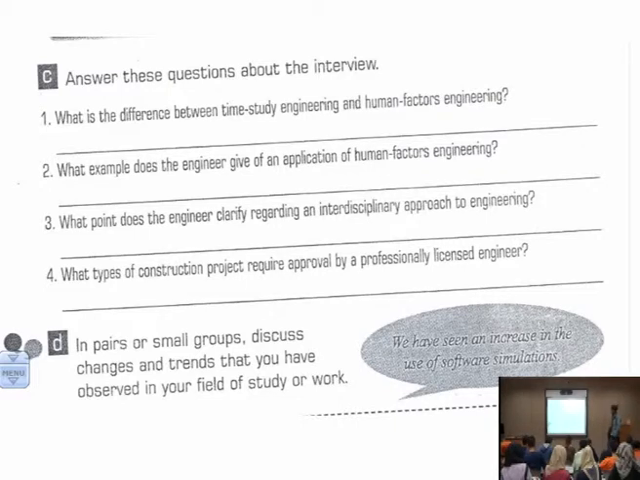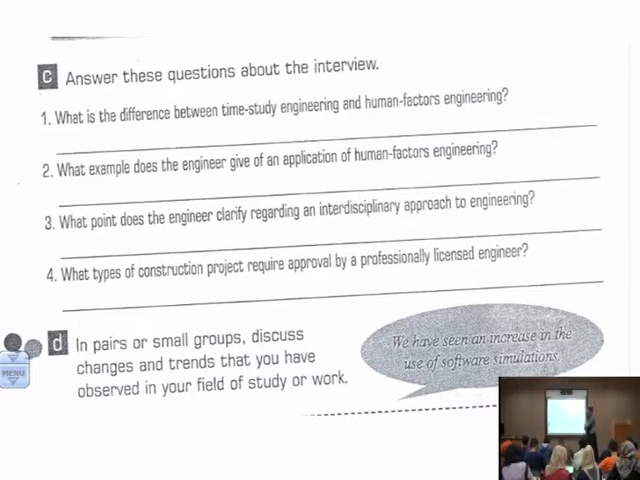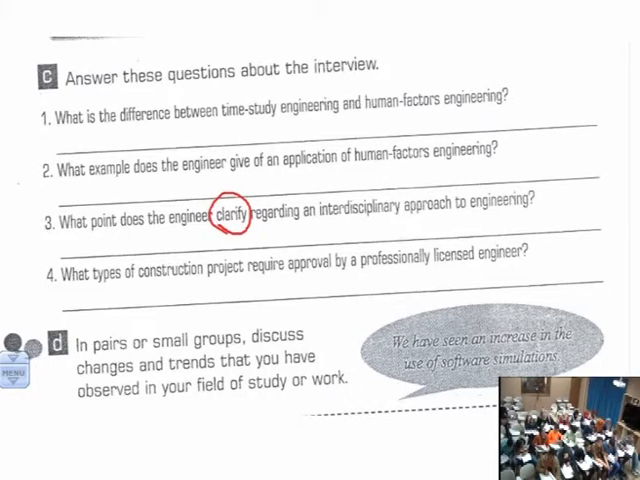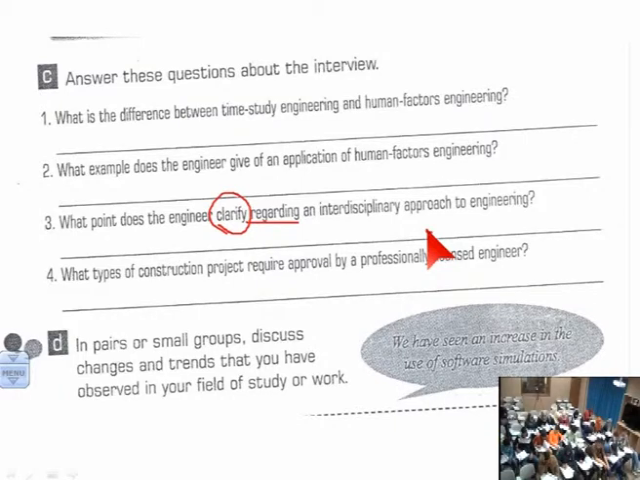Number two, Hassan, please. What example does the engineer give of an application of human factors engineering? The example, a nuclear reactor. Number three, Mace. What point does the engineer clarify regarding an interdisciplinary approach to engineering? The word clarify means illustrate, explain, make it clear. And pay attention to the word regarding an interdisciplinary approach. Approach, with an H, because some people pronounce it incorrectly. Please, Mace. Social behavior and environmental. Yes, we have lots of specializations, I think.